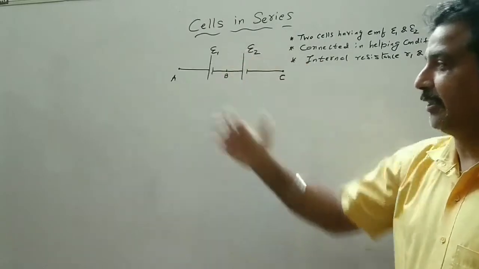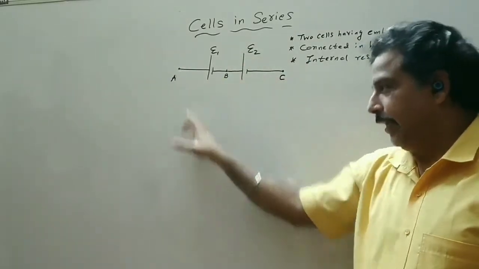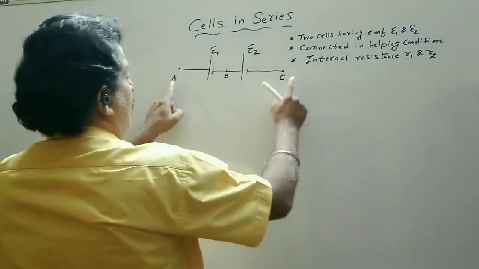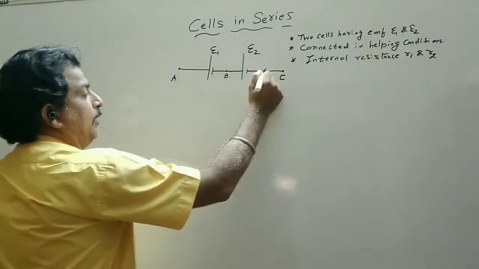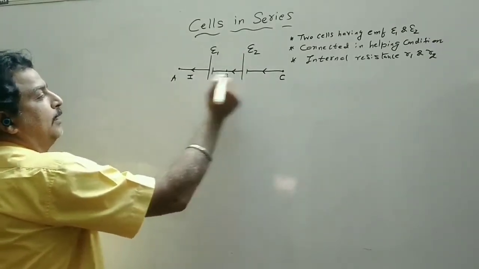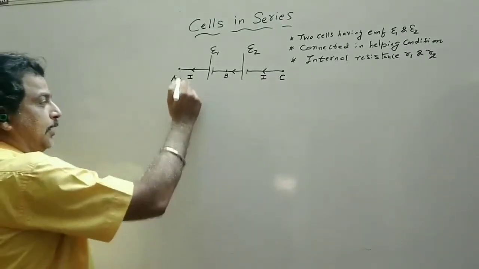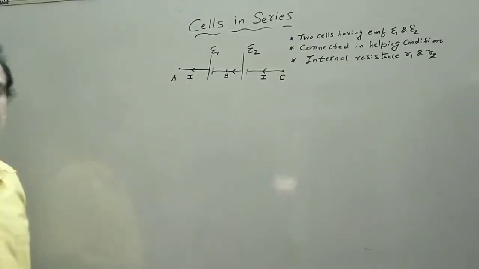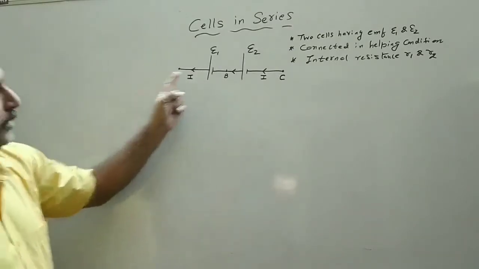Now the cells are connected in a circuit. The circuit is not drawn completely. It may be connected to an external resistance, say capital R, but we have to deal with these two cells, so we are not completing the circuit. Now in this, from A to C, we have a single path. So let I be the current flowing in the circuit. So actually this circuit is completed. Here we have to connect some external resistance capital R, and the current flowing in the circuit is I. So this is a series combination.